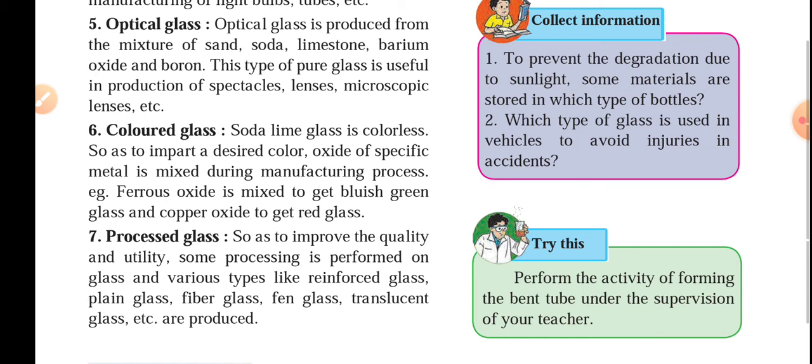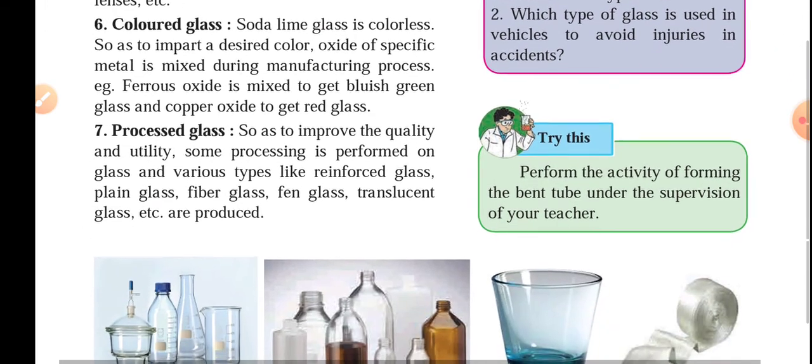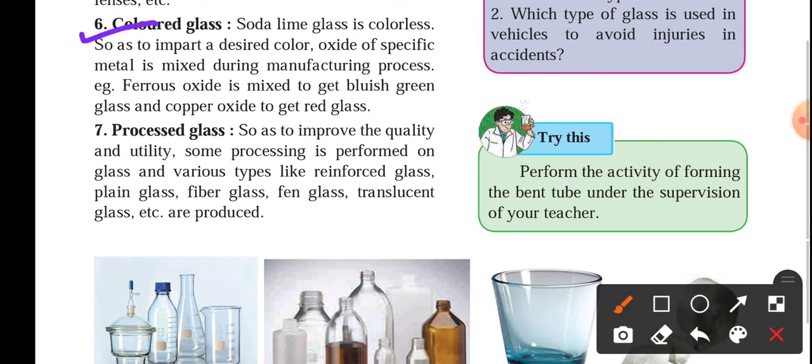And the sixth one is colored glass. Soda lime glass is colorless, so to impart the desired color, an oxide of a specific metal is mixed during the manufacturing process. For example, ferrous oxide is mixed to get bluish green glass and copper oxide to get red glass.